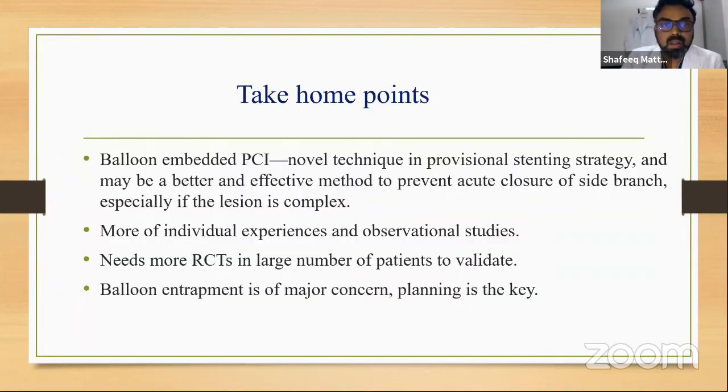So balloon embedded PCA is a novel technique in provisional stenting strategy, maybe a better alternative to the jailed wire technique, and may be effective to prevent acute closure of the side branch, especially if the lesion is complex. It is based mostly on individual experiences and small studies. It needs more randomized studies to compare with different strategies, either one stent or a two-stent strategy. Prevention of balloon entrapment is good, and we need to plan the length of the balloon and the quality of the balloon really well. And thank you.